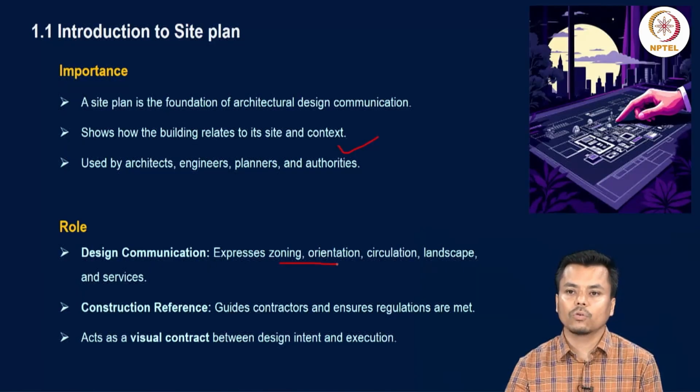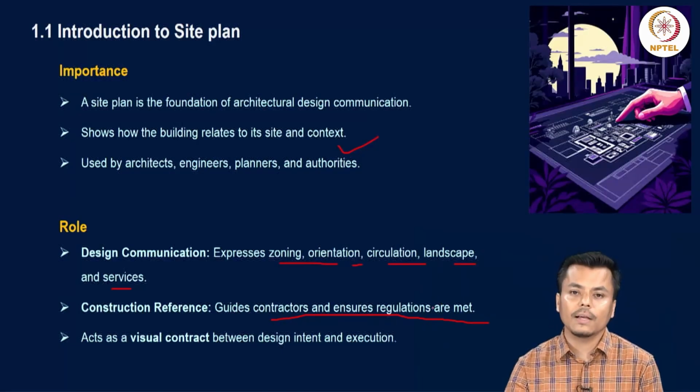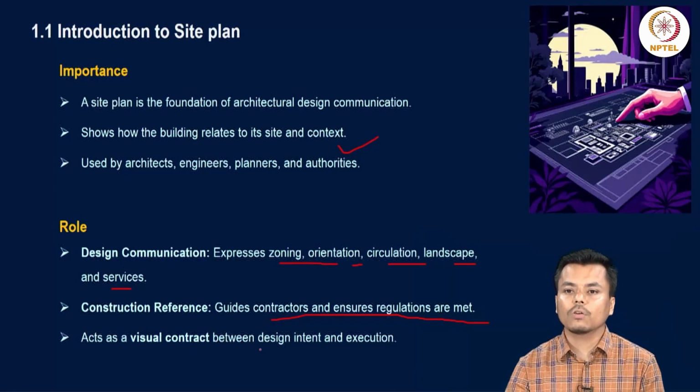It expresses zoning, orientation, circulation, landscape, and services. As a construction reference, it guides contractors and ensures regulations are met, that is, the legal aspects related to building bylaws and zoning guidelines. Whether all of these are being followed can be understood from the site plan itself, because the ground coverage, FAR, and the permissible built-up space can all be referred from the site plan. It acts as a visual contract between design intent and execution.